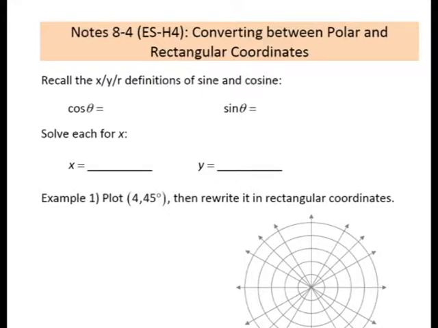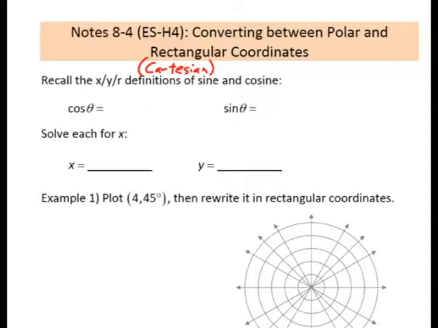Welcome to Notes 84, Essential Skill H4, converting between polar and rectangular coordinates. Rectangular coordinates are simply x, y coordinates. We also call these Cartesian. To start, we look at where these came from.